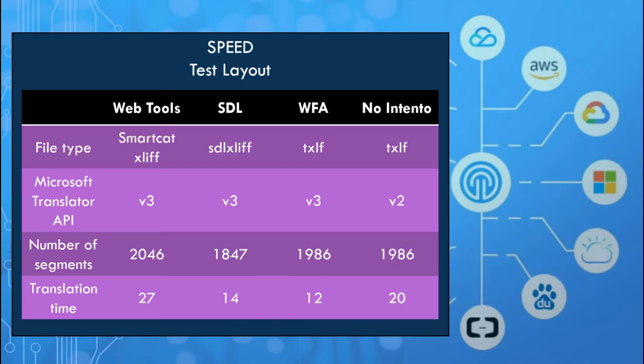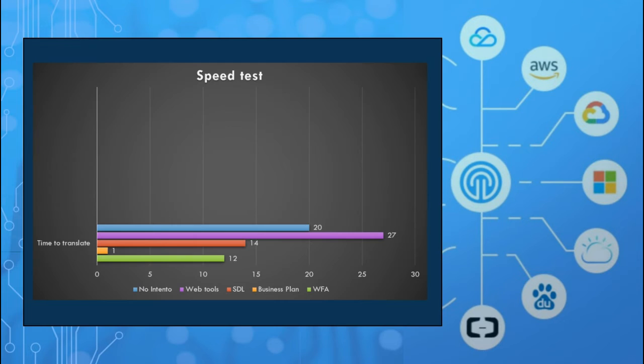And if you look at this grid, you can see that I did that with the SDL dedicated connector, then with the WordFast Anywhere dedicated connector, and then in WordFast Anywhere again, but with the dedicated Microsoft connector. So I didn't use Intento. So let's look at the results that this gives.